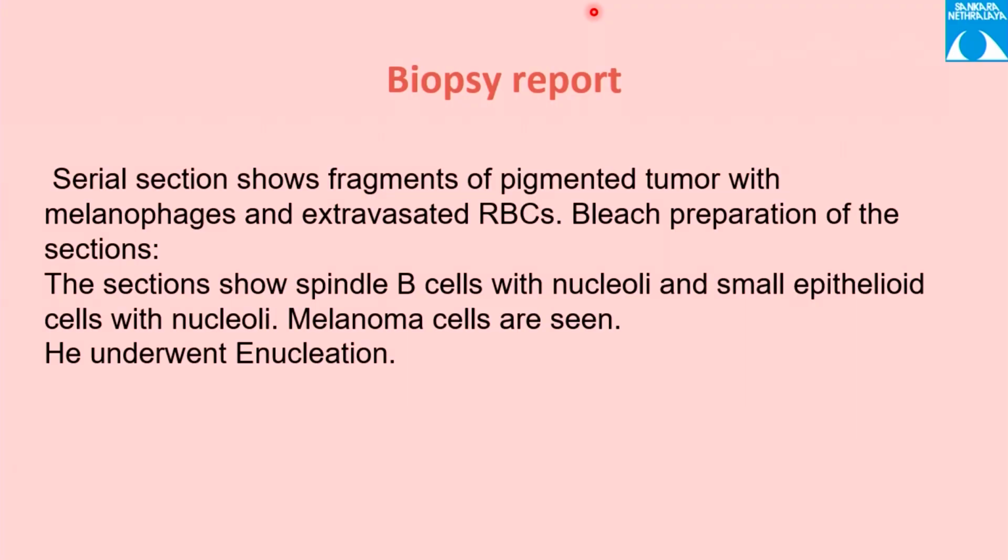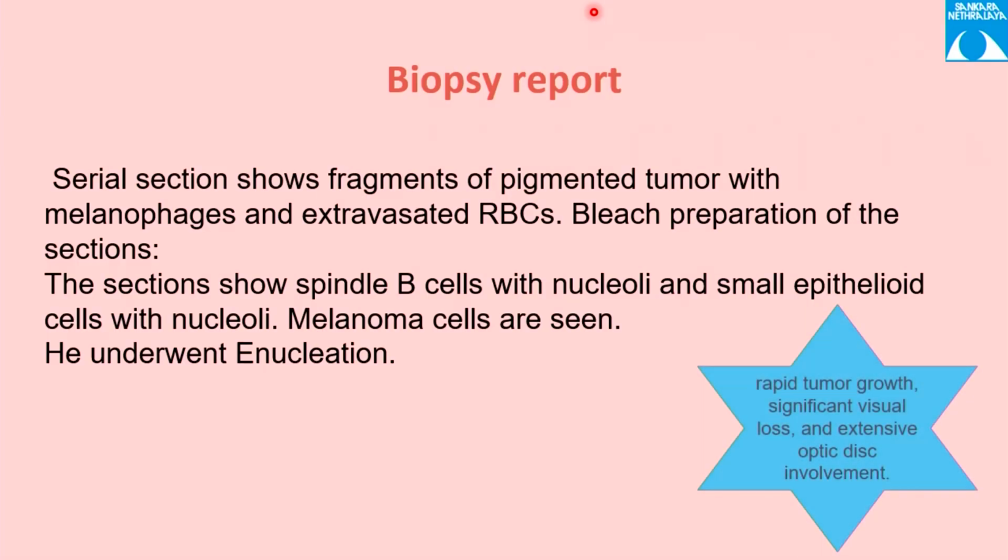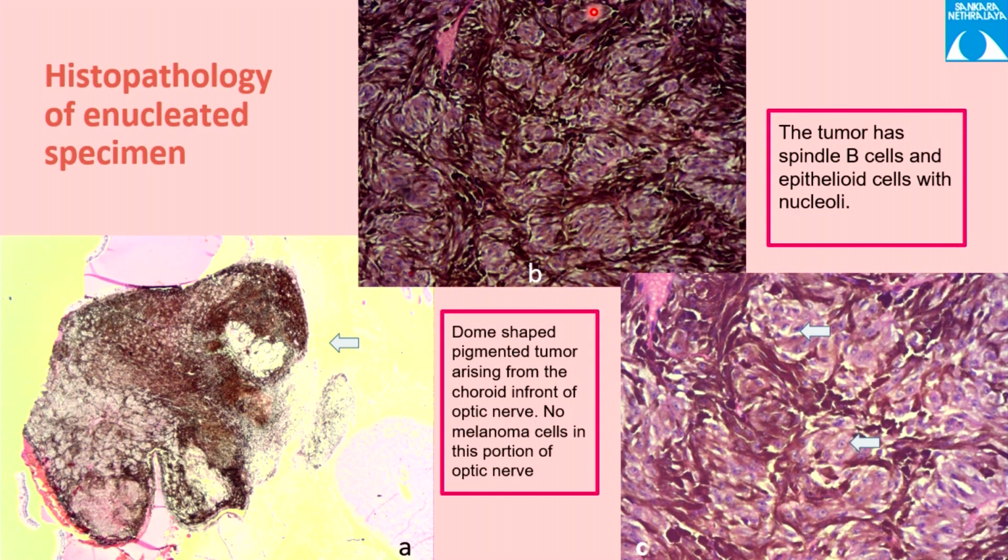I do not have the biopsy report, but the serial section showed multiple spindle B cells with nucleoli, and there were also small epithelioid cells suggestive of a malignancy. Finally, this patient underwent enucleation. Because of the rapid tumor growth, there was significant visual loss, and also there was extensive optic nerve head involvement. So, histopath I have of the enucleated specimen.